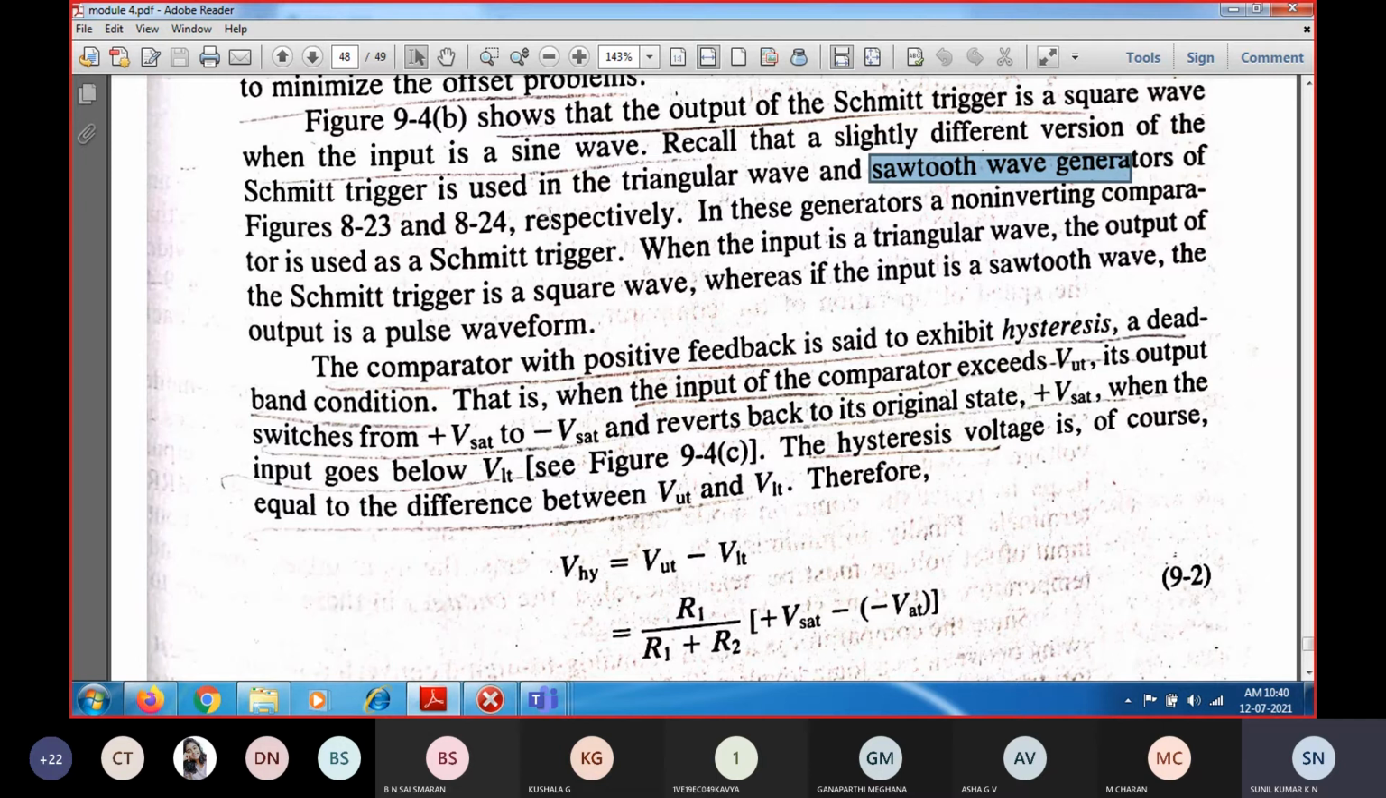If it is required to generate a square wave from a sine wave, you can go for the Schmitt Trigger. Okay.